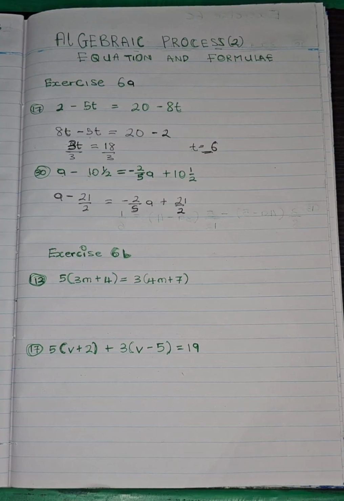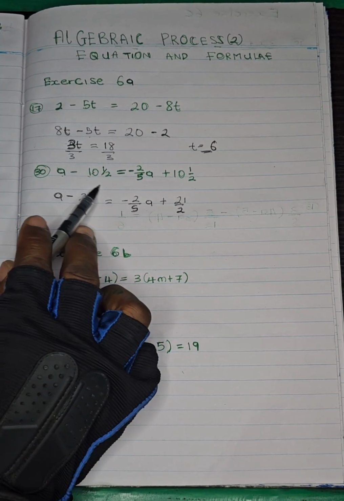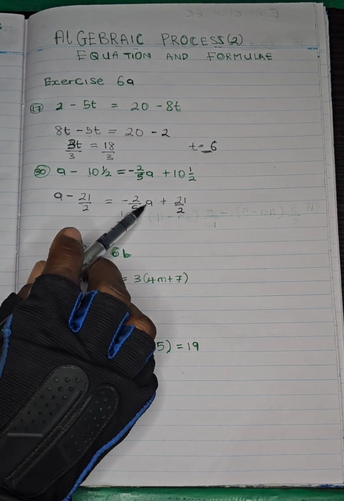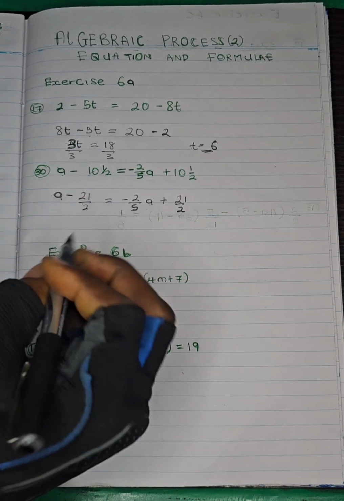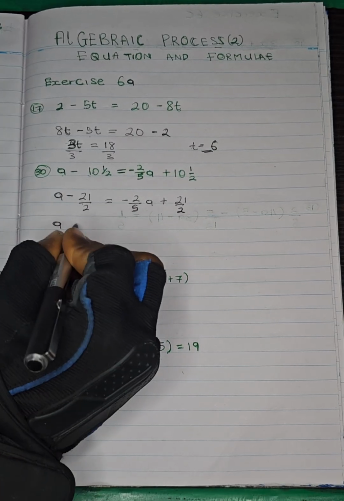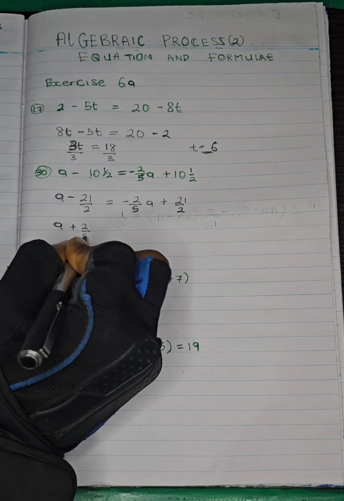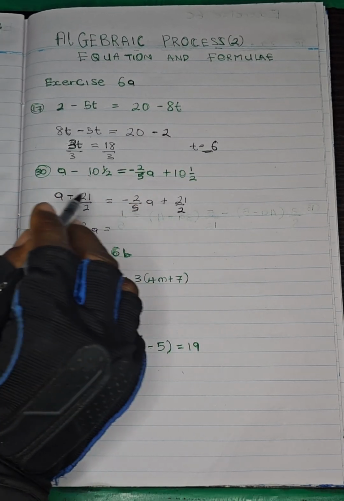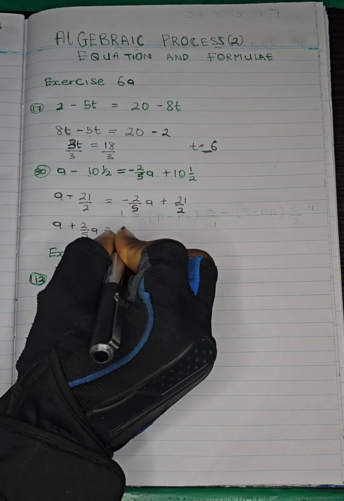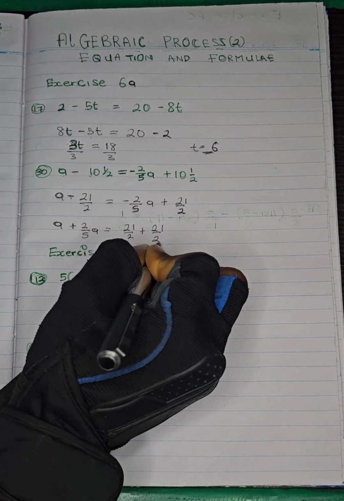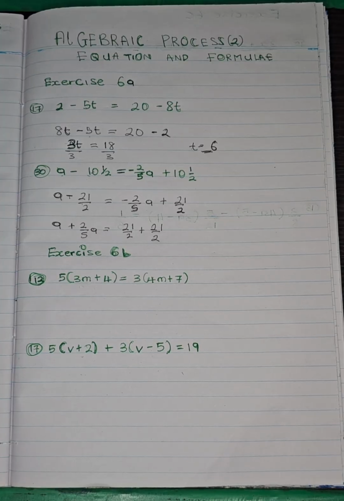Are we together? So the first thing we're going to do is move a to this side and move this to the other side. So here you have minus 2 over 5a. When it crosses the equation, this a is already here, so leave it where it is. When this crosses the equation, this minus becomes plus 2 over 5a is equal to, this crosses the equation, here is minus, so when it crosses the equation, it becomes plus. So you have 21 over 2 plus 21 over what? 2. Are we together?